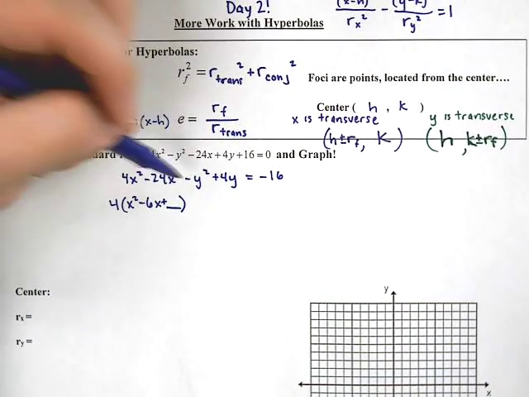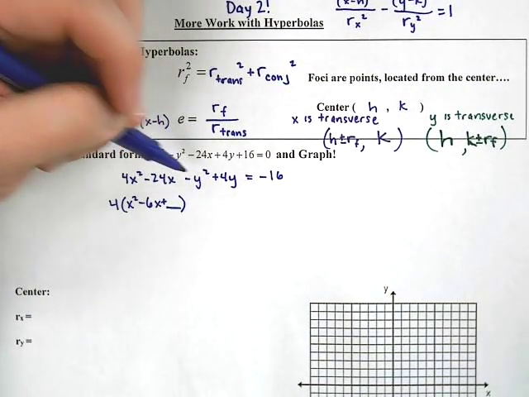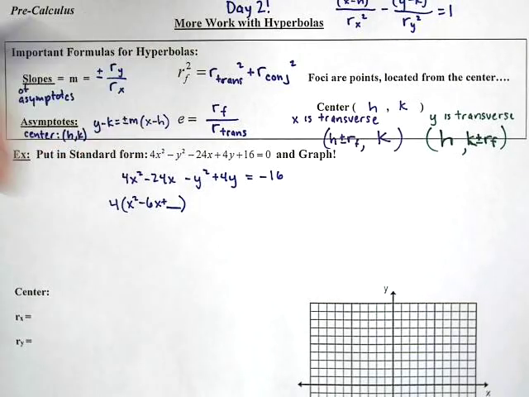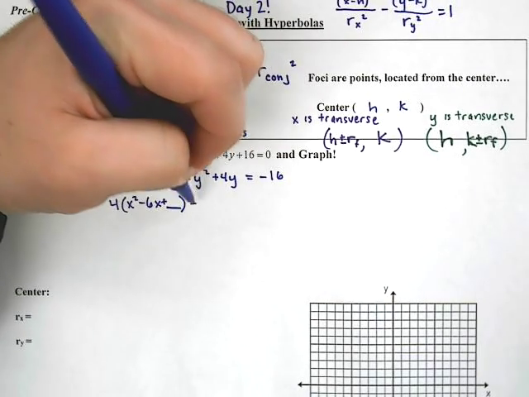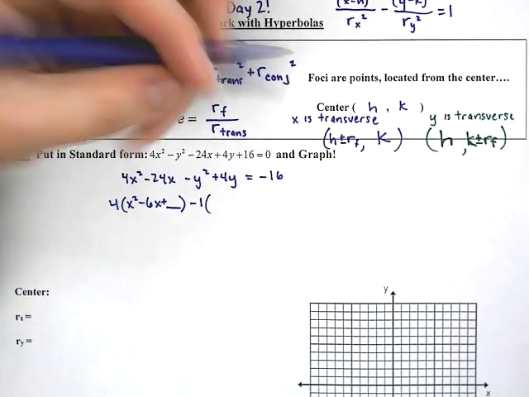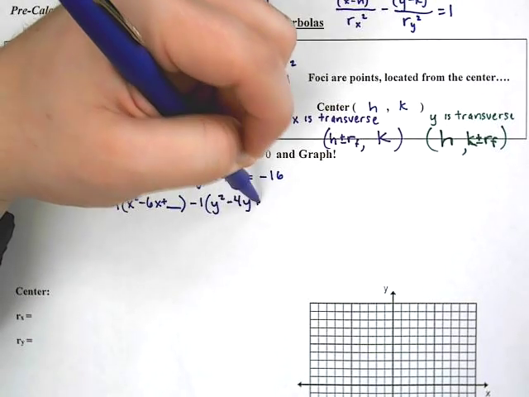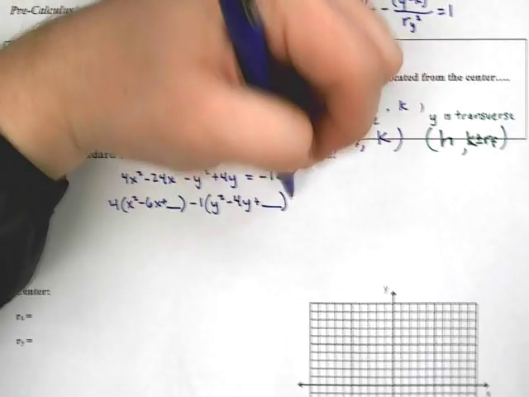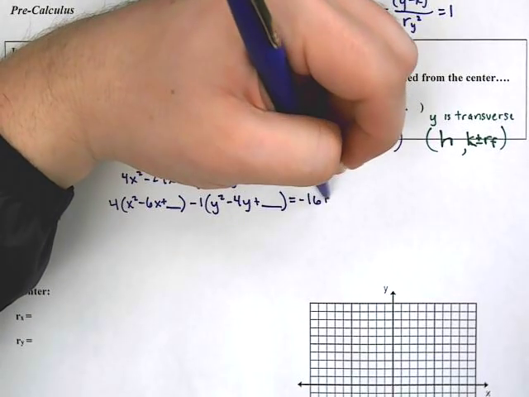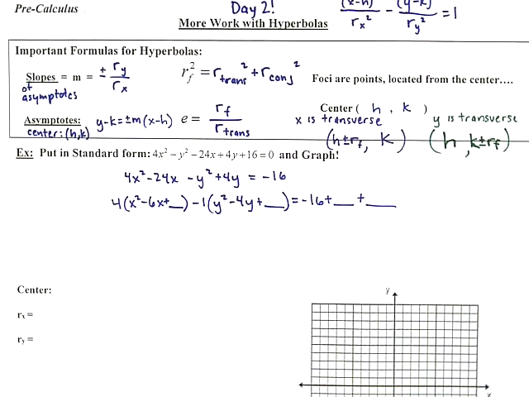Now, is the coefficient of y squared 1? No, it's negative 1. So I'm going to factor out a negative 1, which would leave me with y squared minus 4y, and then I'll have to put a blank in there. And that should be equal to negative 16, but of course we have to add the blanks.